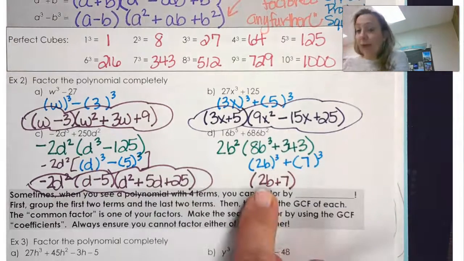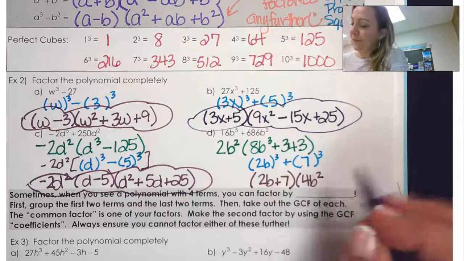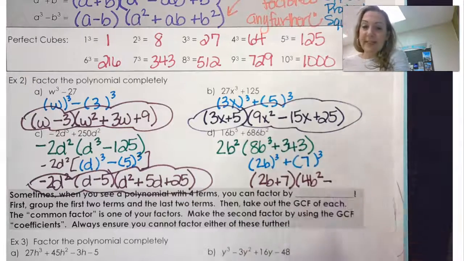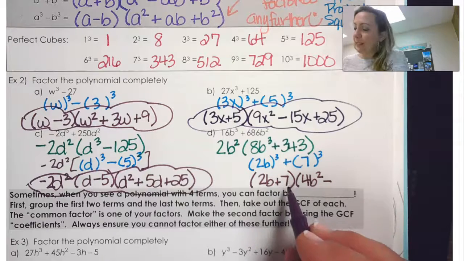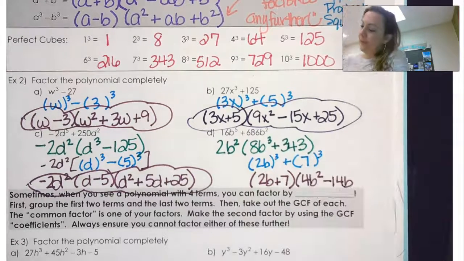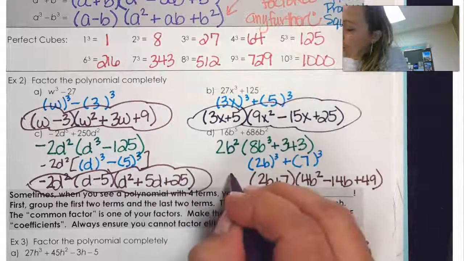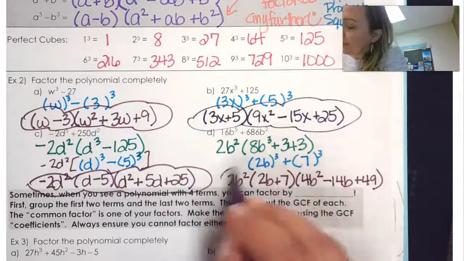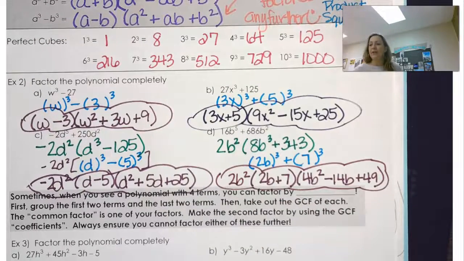I need to square all of 2b to get 4b squared. Take the opposite sign. The product of 2b and 7, remember product means multiplication, 2b times 7 would be 14b, and then square the 7, 49. Make sure I include my GCF in front, and there we have it, okay? So that's how we can factor the sum and difference of cubes.